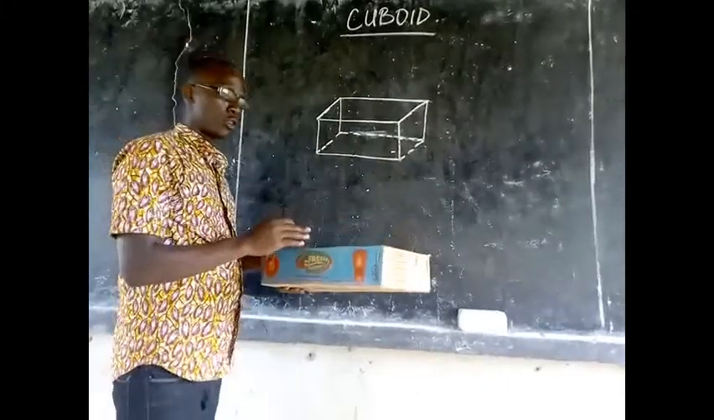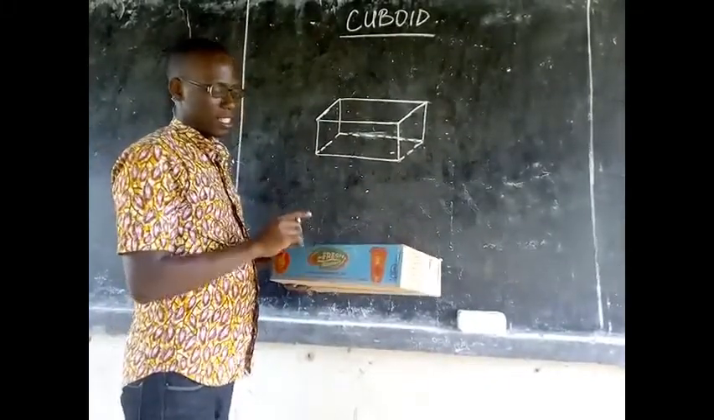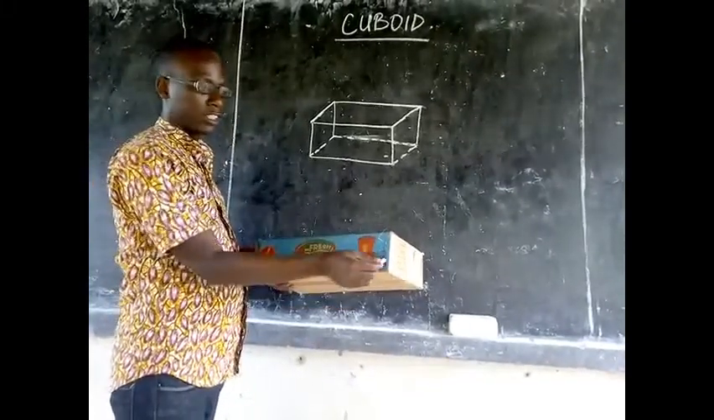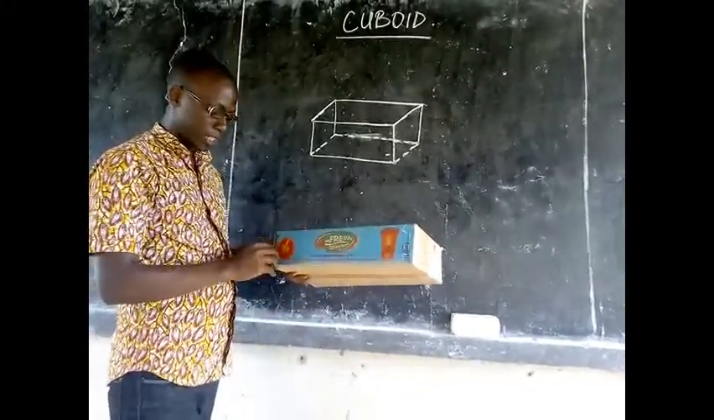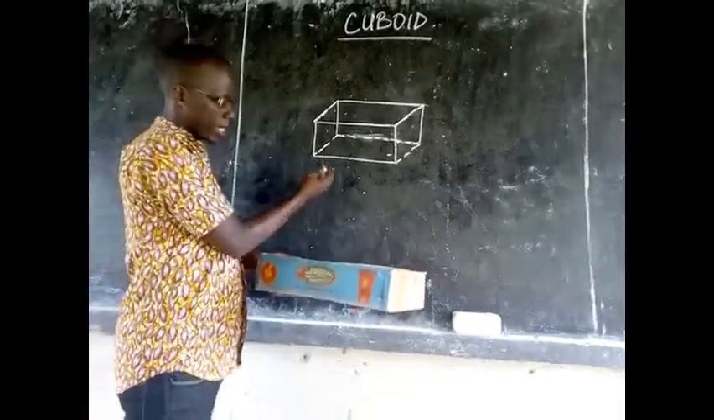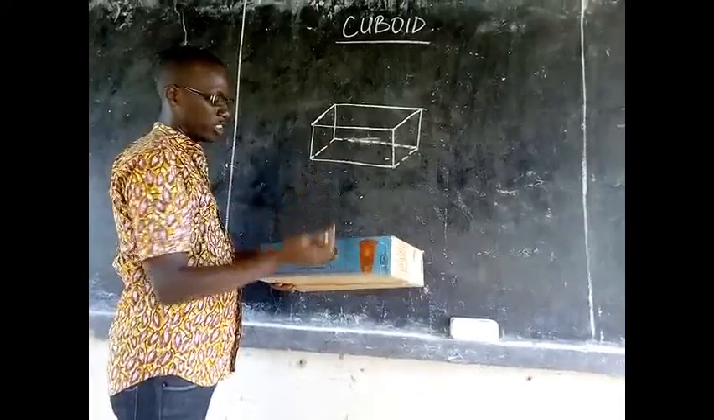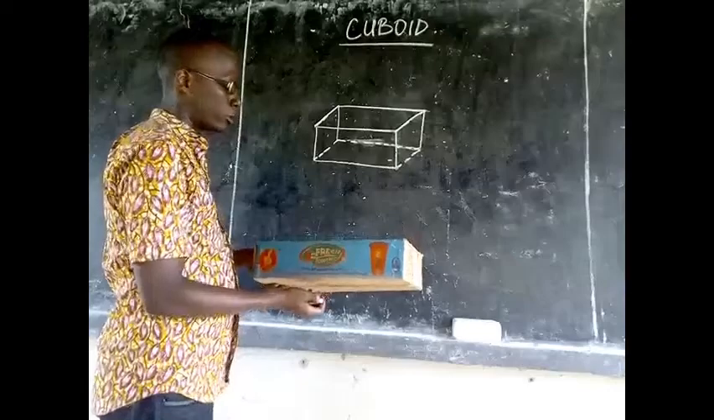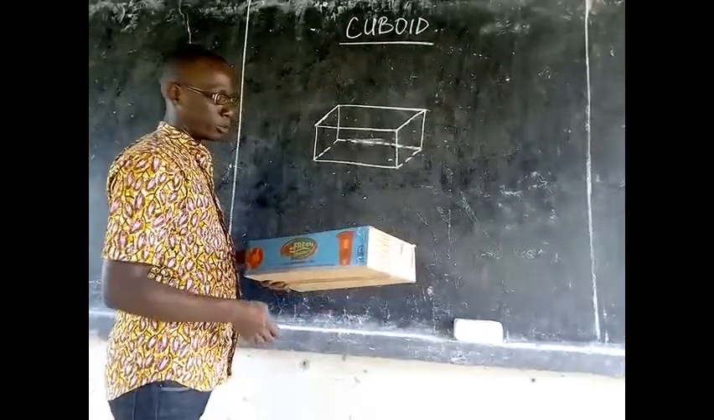Now the properties of a cuboid: we have said it is made up of rectangles. And remember, this is an angle of 90 degrees, this is also another angle of 90 degrees, and so forth. Still, we should know that where the cuboid is sitting is what we call the base. And we shall always be calling it the base of the cuboid.